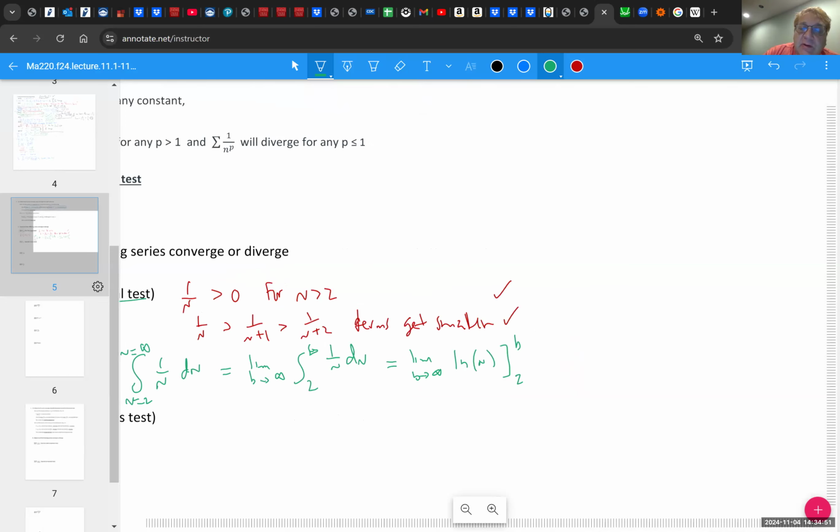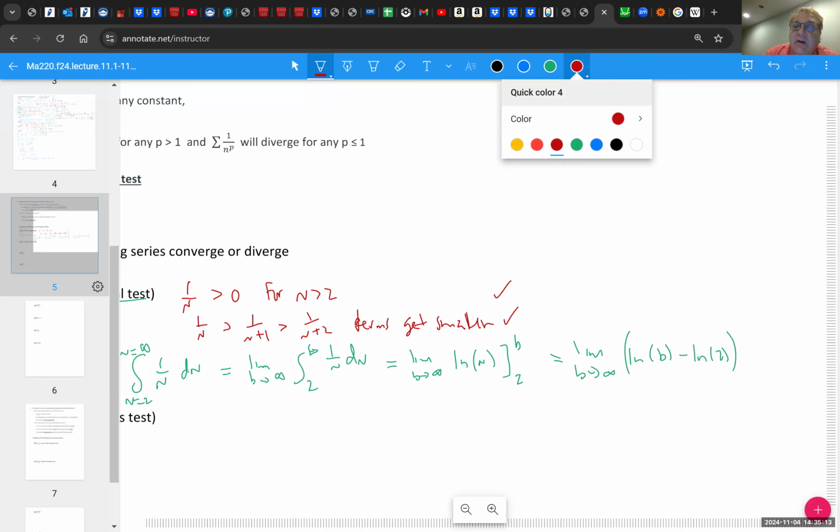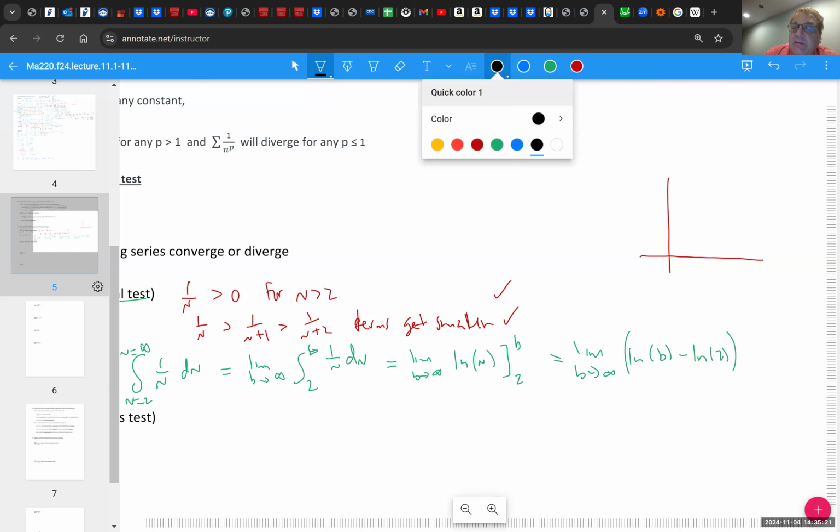So we get the limit as b tends to infinity of plug in the b, plug in the 2, subtract, and then of course we take the limit as b goes to infinity. So what happens to ln of b as b tends to infinity? We get ln infinity. What is ln of infinity? Something infinitely large. You may remember me drawing this picture and suggesting that you have a basic library of the most common dozen functions in mathematics, natural log being one of them.